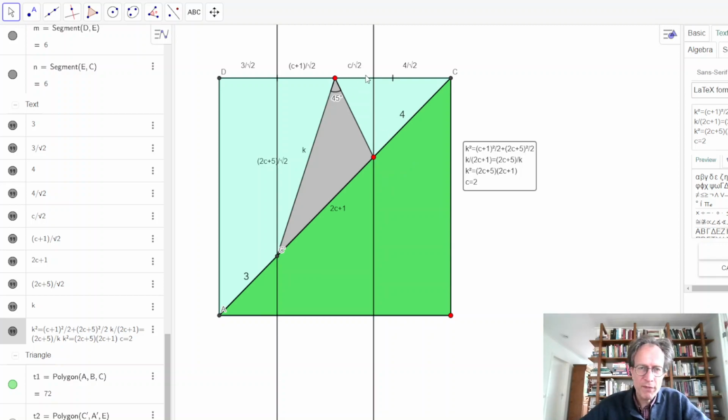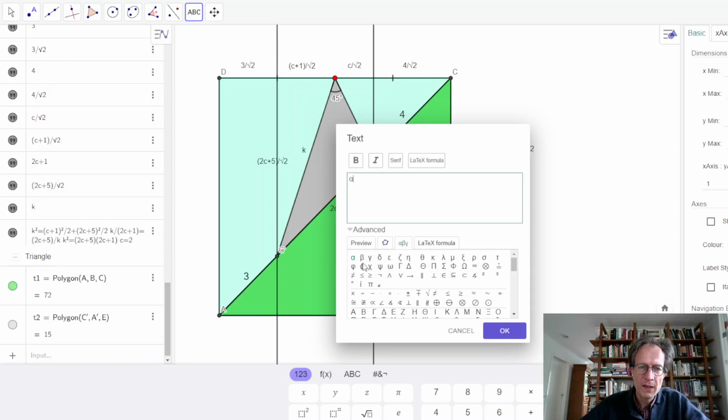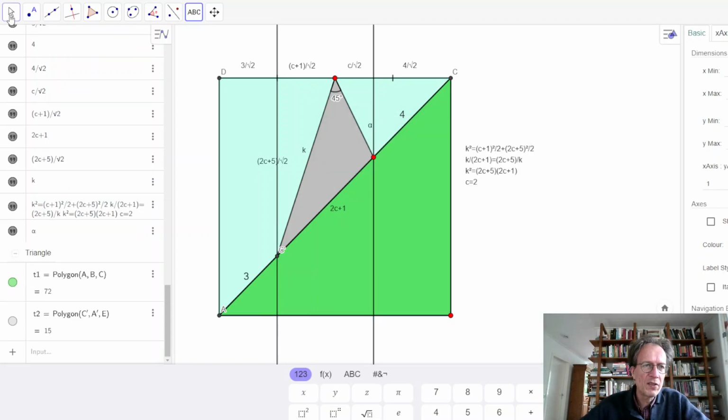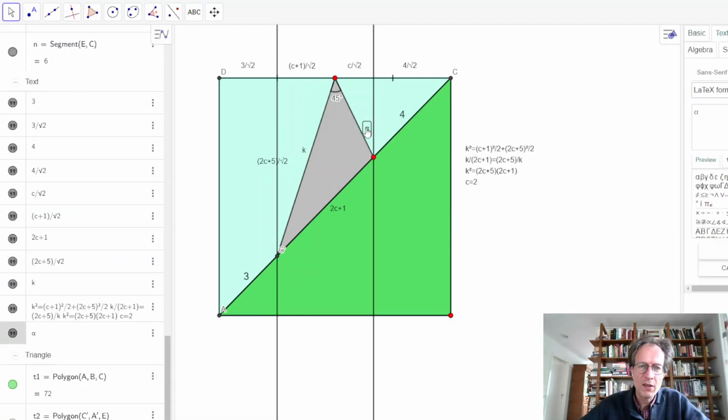Here we have 2 divided by square root of 2, and here we have 2 square root of 2 from the 4. So we know that this is a 1:2 proportion. If I say that here is the angle alpha, using that c is 2, we have square root of 2 here and 4 divided by square root of 2 there, so the tangent of alpha is 1/2.